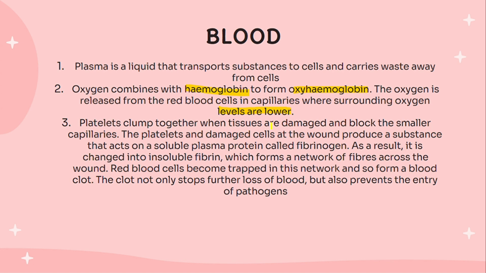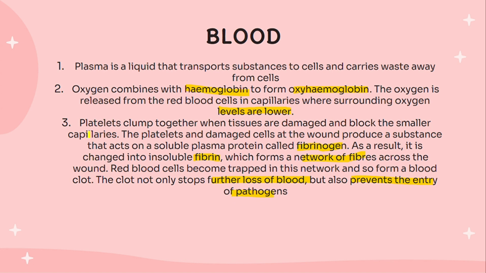Platelets clump together when tissues are damaged and block the smaller capillaries. The platelets and damaged cells at the wound produce a substance that acts on a soluble plasma protein called fibrinogen, and as a result it turns into an insoluble fibrin, which forms a network of fibers across the wound. Red blood cells become trapped in the network and so form a clot. The clot is not only stopping further loss of blood, but also preventing the entry of pathogens.